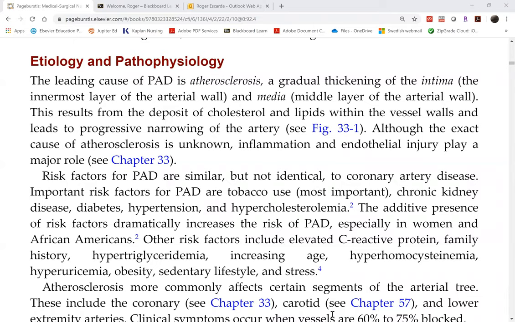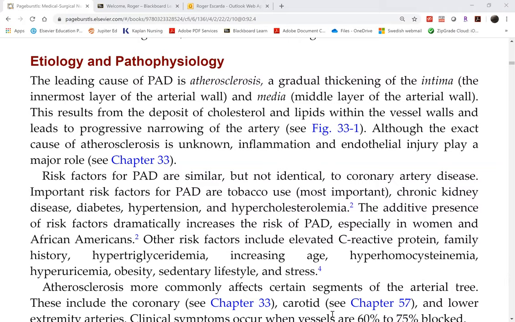So in PAD, just like in coronary artery disease, the patient's artery lumen is now partially blocked because of an atherosclerotic plaque. Now the plaque here, if you look at chapter 33, is not on top of the intima layer of the vessel. So there are three layers of the artery. You have the externa, you have the media, and you have the intima. The plaque grows between the media and the intima layer.